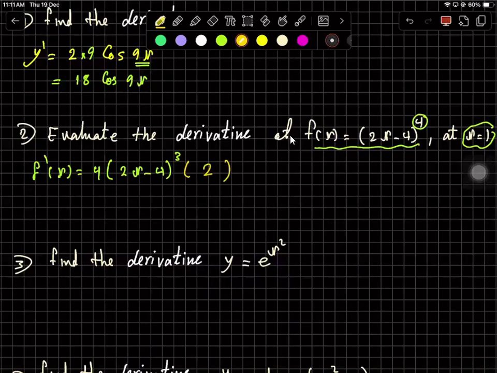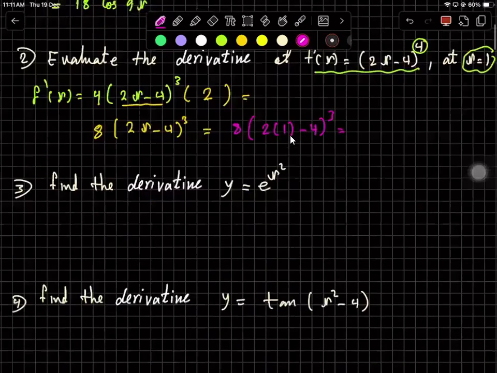So what is the derivative inside the bracket? The derivative of 2x minus 4 will be 2. Finally, you will write 8, since 4 times 2 is 8, times (2x minus 4) power 3. Then evaluate at x equal 1. So 8 times (2 times 1 minus 4) power 3, and get its value by using a calculator.